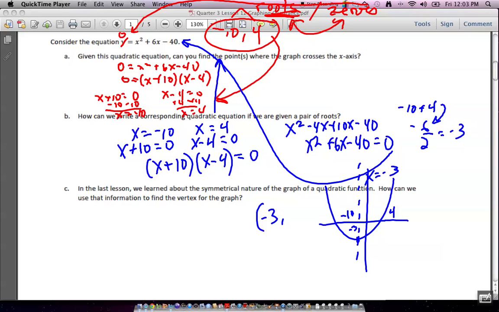Yeah. How can I figure out the y? Andre? Go ahead. Put in the -3 for the x. Yeah, absolutely. Go back to the original equation, put in the -3 for the x, and see what we get. So in the original equation, x squared plus 6x minus 40, what's -3 squared? 9. What's 6 times -3? -18, minus 40. So this is -58 plus 9, which is going to be, I believe, -49. And there's my vertex: -3, -49. Okay?